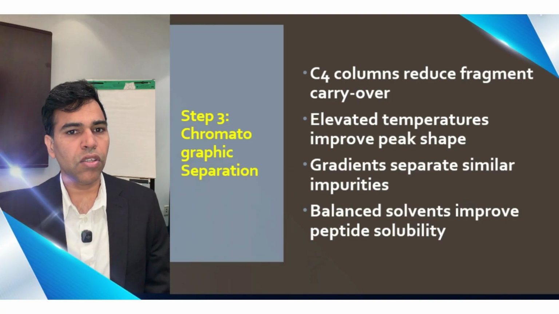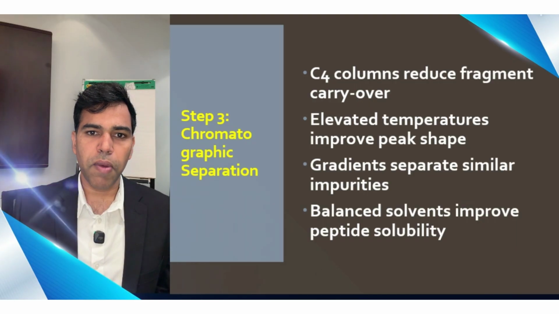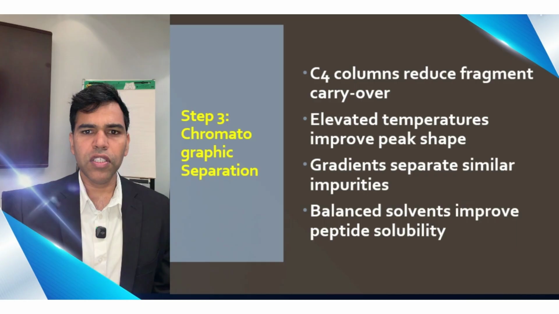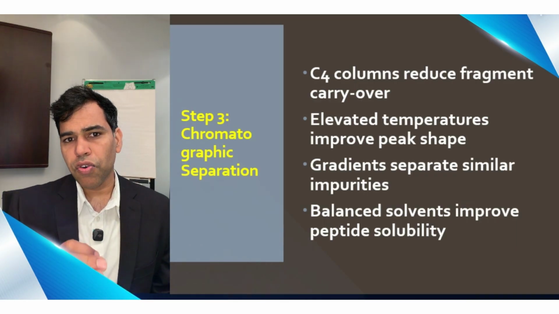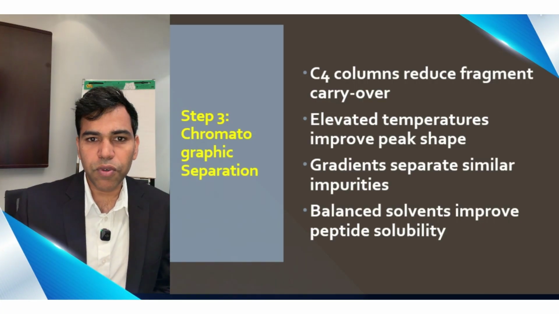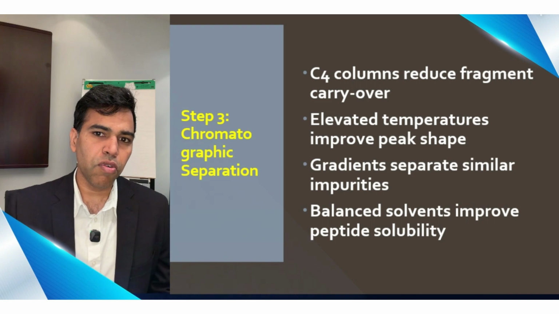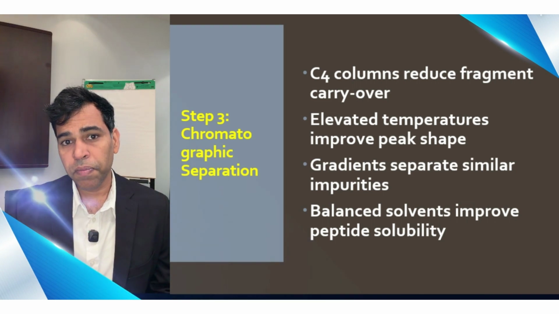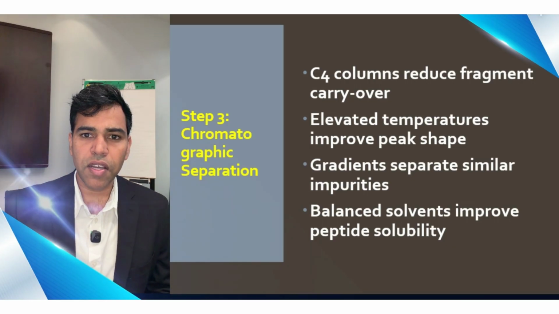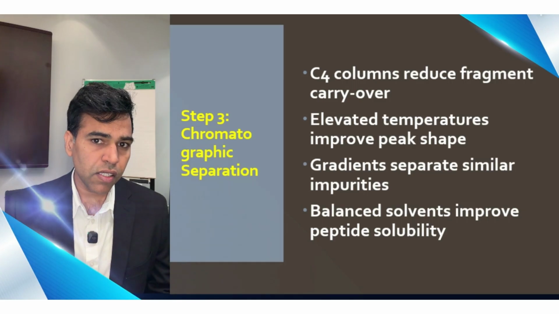Step number 3 is chromatographic separation. Chromatography is where many GLP-1 mapping workflows quietly fail. C18 columns, the default in most peptide labs, are sometimes not well suited for lipidated fragments. C4 stationary phases reduce carryover and improve recovery for the most hydrophobic species. Elevated column temperatures, typically in the 50 to 60 degree range, significantly improve peak shape for the difficult fragments.